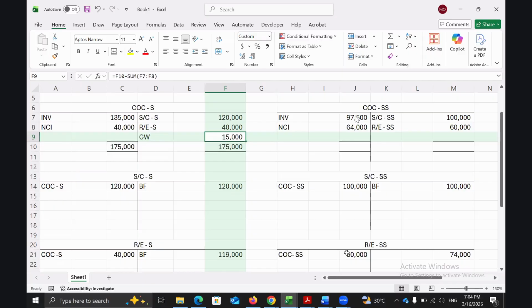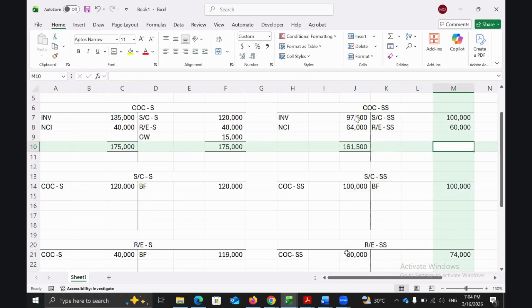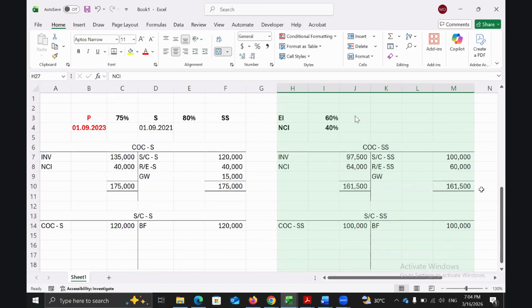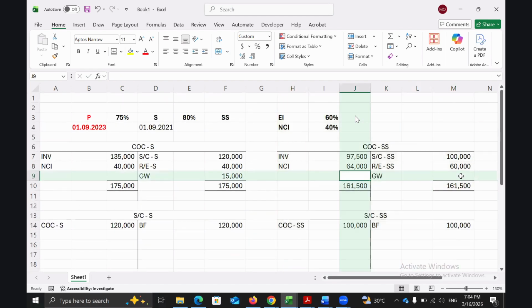It's 15,000 here. Here the goodwill is 1,500. 60 or 64? What you are referring to? 60,000 or 64? What you are referring to?